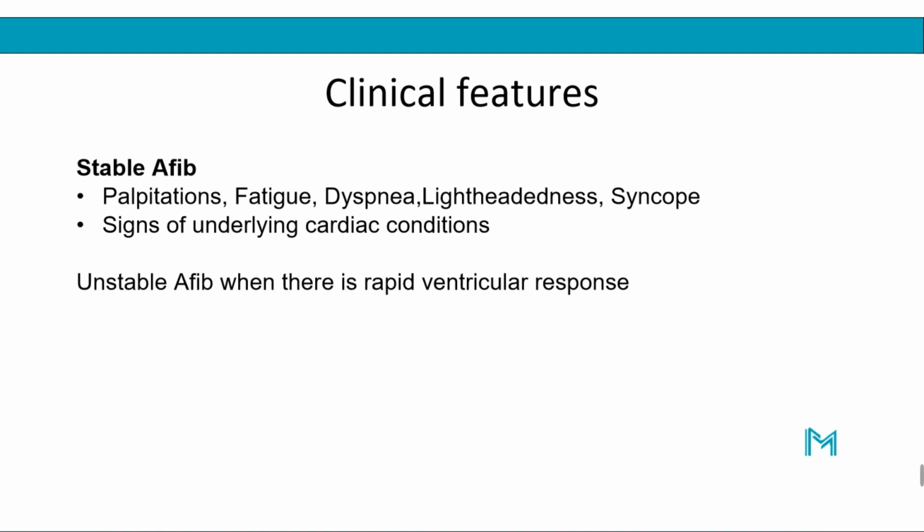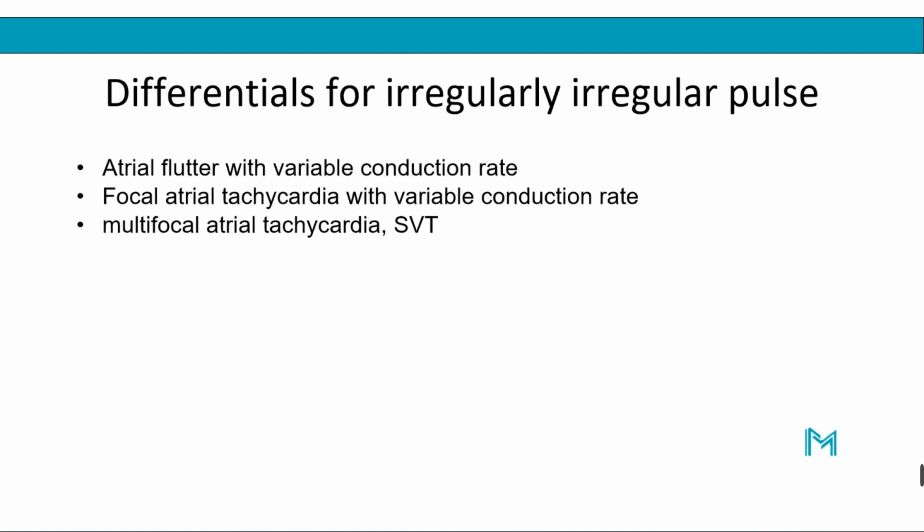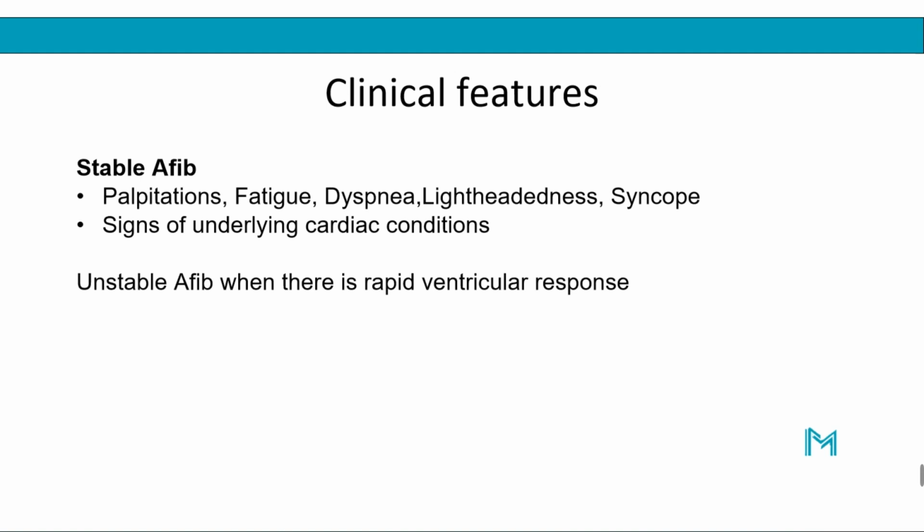Most patients with atrial fibrillation are asymptomatic, most of them. But some patients might present with symptoms, as in this case, where the patient presented with palpitations, and 2 years prior to that, he had dyspnea or shortness of breath. In addition, they can also have fatigue, lightheadedness, and syncope. For patients, especially those with underlying heart conditions, you might pick up signs of those conditions, like mitral stenosis, for instance, in a patient with rheumatic heart disease.